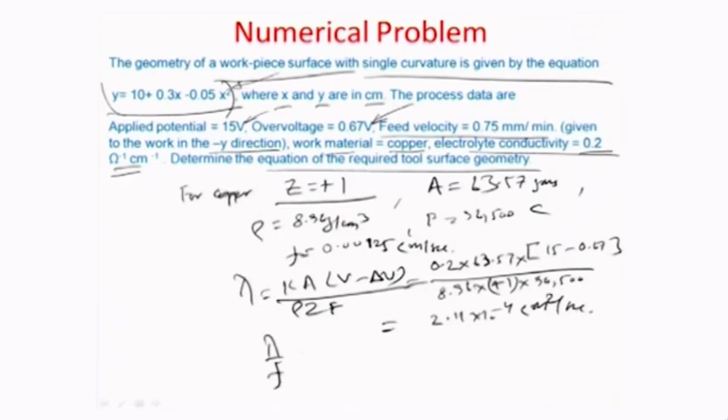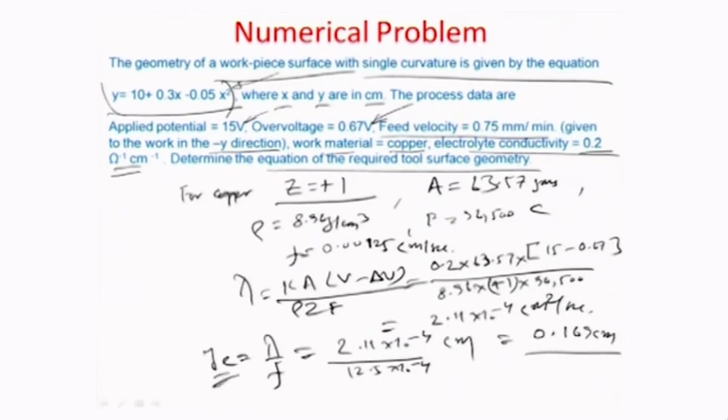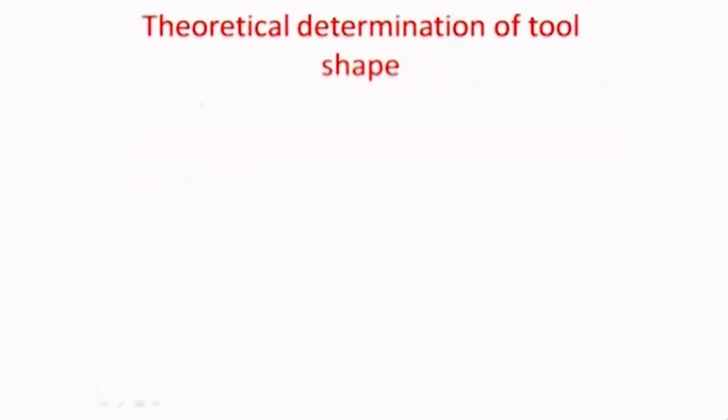Of course, the lambda by F is 2.11 10 to the power -4 by 12.5 10 to the power -4 centimeter. This gives 0.169 centimeter, which then comes out to be the equilibrium gap YE or GE, whatever you may think appropriate, and this gives us a basis of plotting this functional relationship between YW and XW into YT and XT. So let us now have a look at the final formulation.